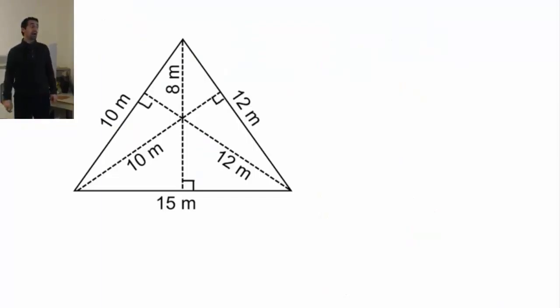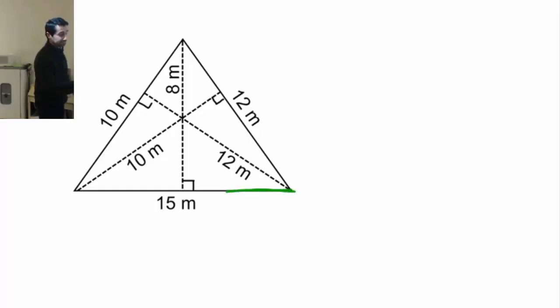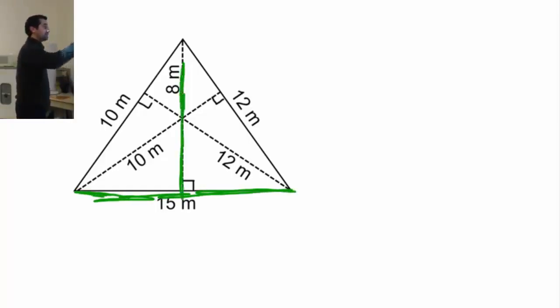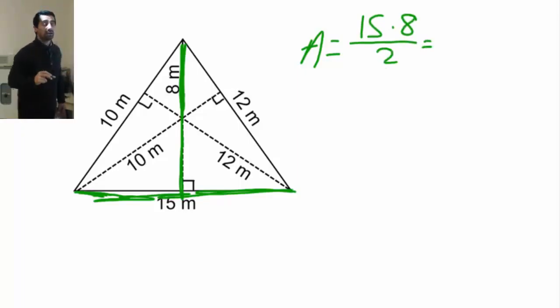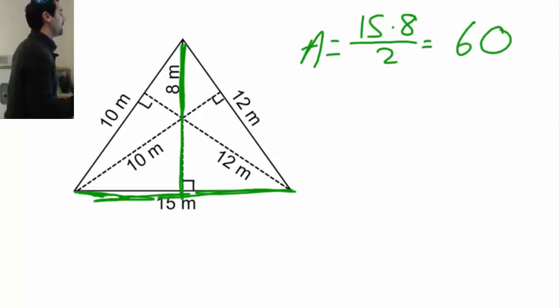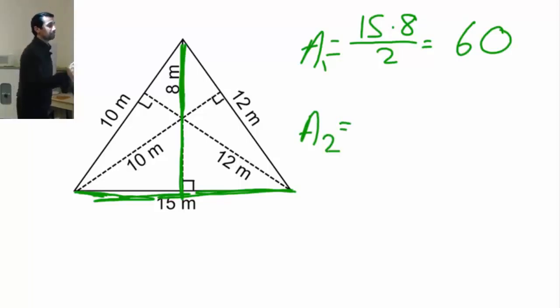Look at that, how complicated it is. So here is the base, right? And here is the height for it. So what numbers are those? I'm going to write them down immediately. It's 15 times 8, 15 times 8 divided by 2. Use the calculator, you will get 60. That's area number 1. Now, area number 2.